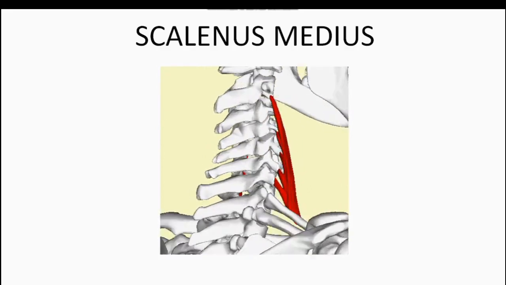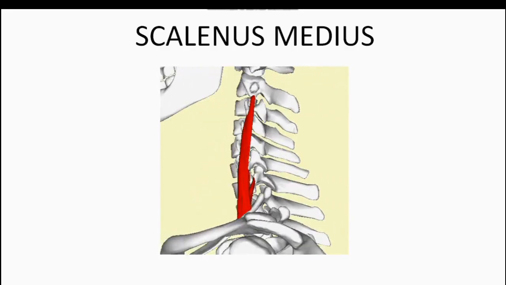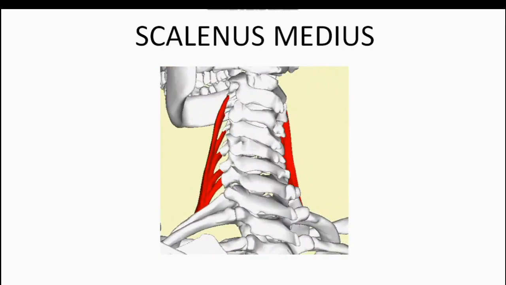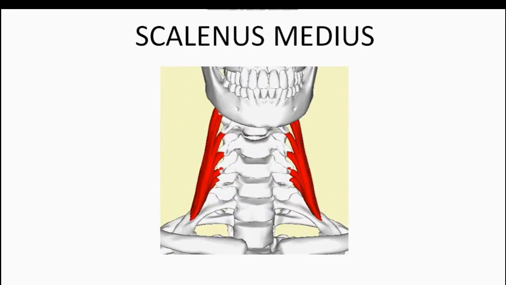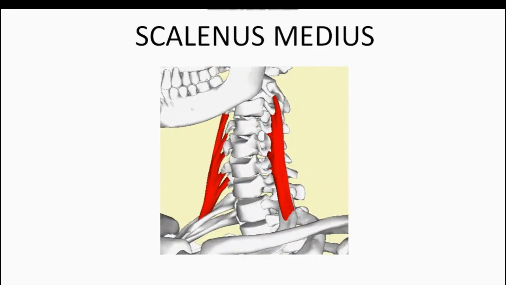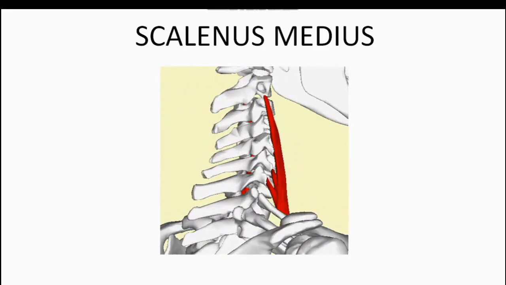In this three-dimensional view of scalenus medius, you can see more clearly the point of the origin to the point of the insertion and how the fibers are running. You can see the neck of the first rib. It is near to the neck of the first rib. Clear?